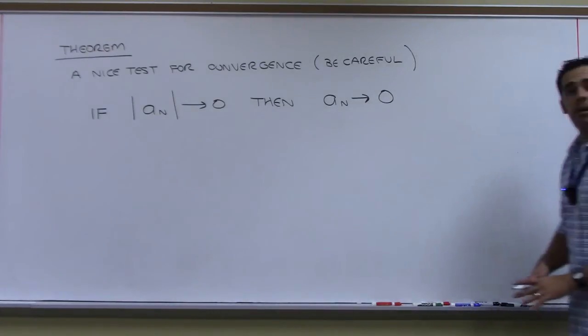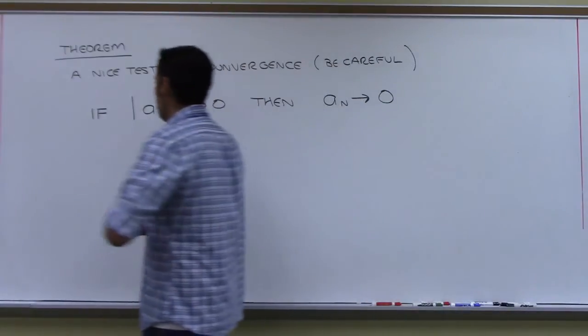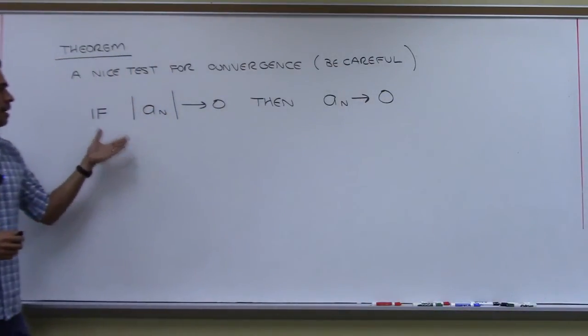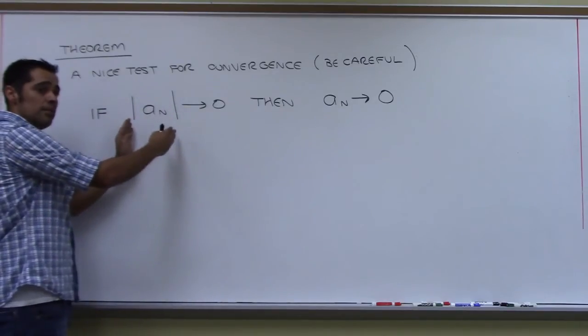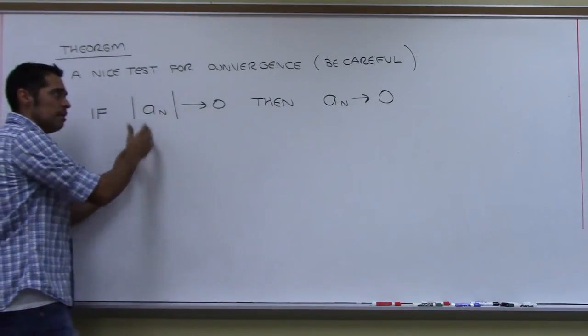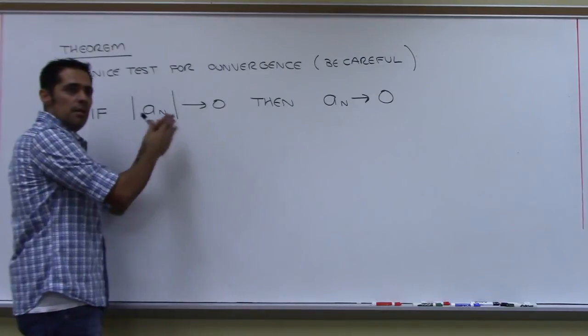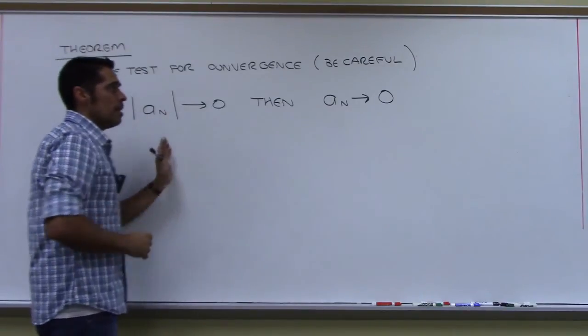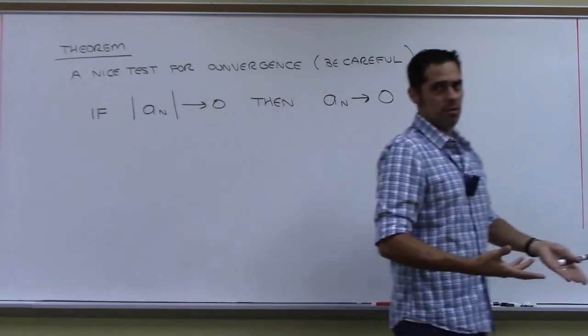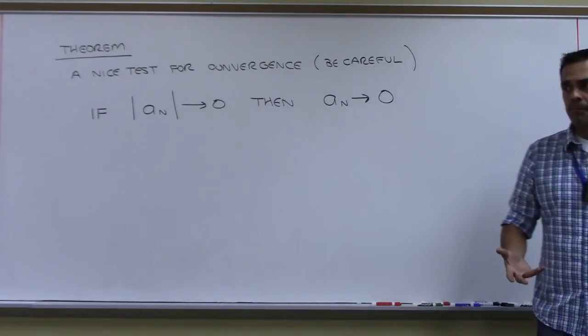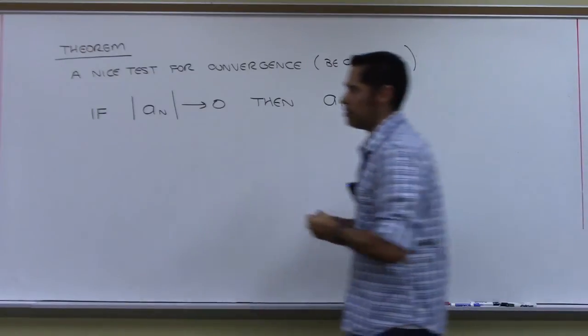Let's read through the theorem. The assumption here is that you have a sequence and that when you take its absolute value and look at that, that heads to 0. The theorem says if that's true, then the sequence without taking the absolute value also goes to 0. All right? Let's see this in use.